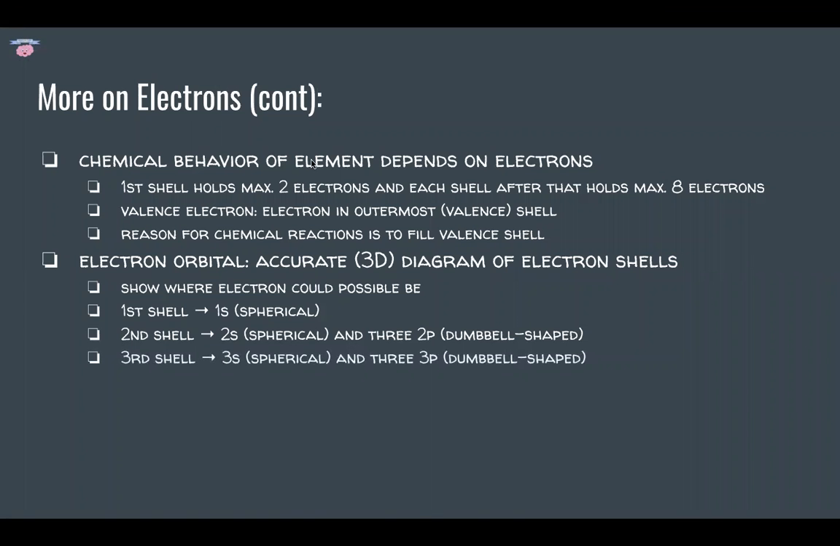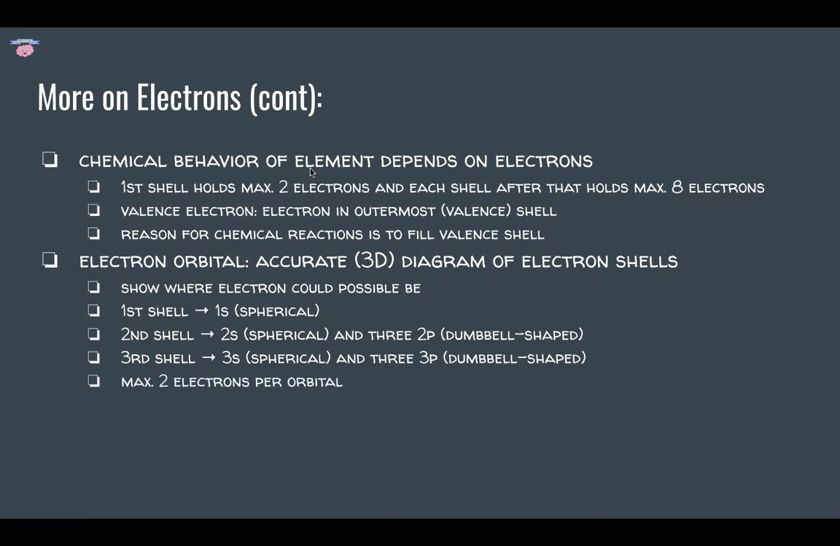The third shell is 3s and three 3p's. For a moment, just ignore the coefficient. Just think s and three p's. So it's the same dumbbell shapes and the same spherical one. The third shell is the same thing as the second shell. But now we come to the coefficients, and the coefficients are just to show which shell it is. That's the distinguishing between these two.